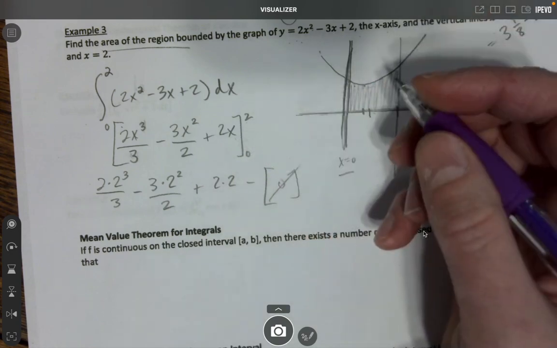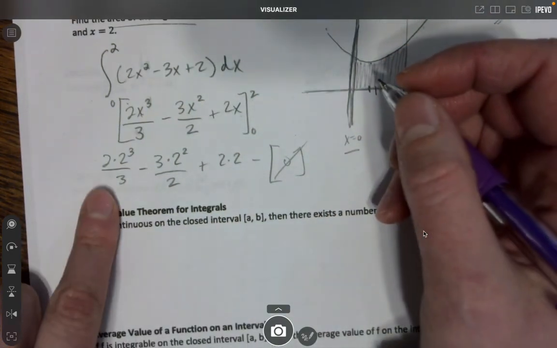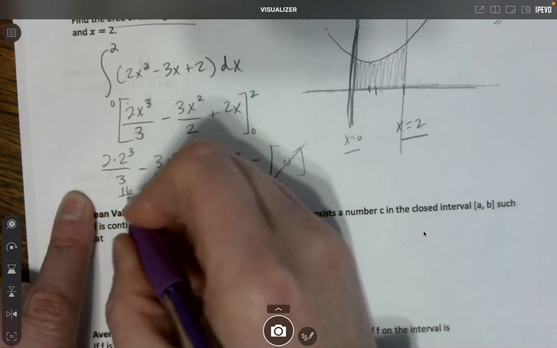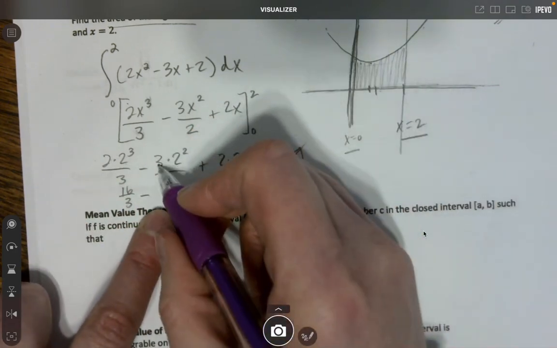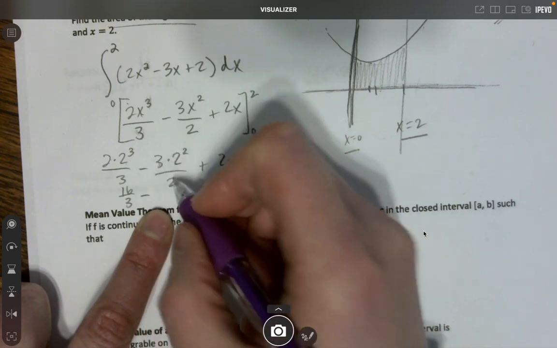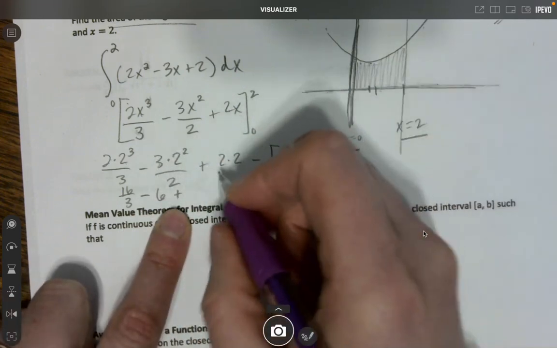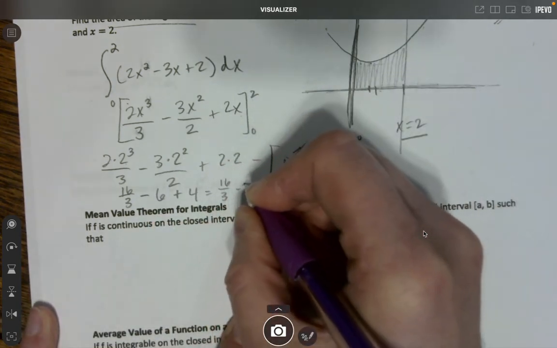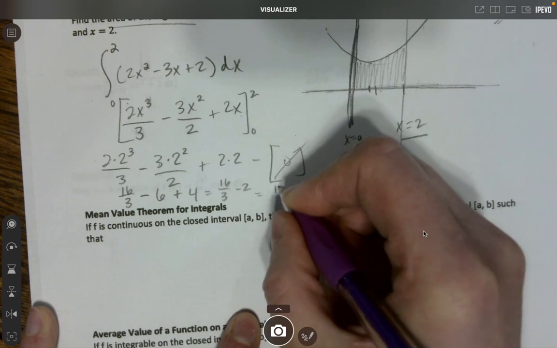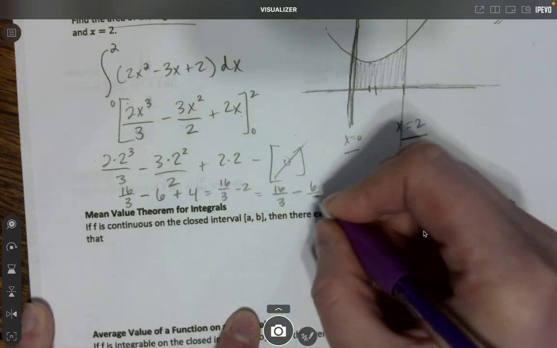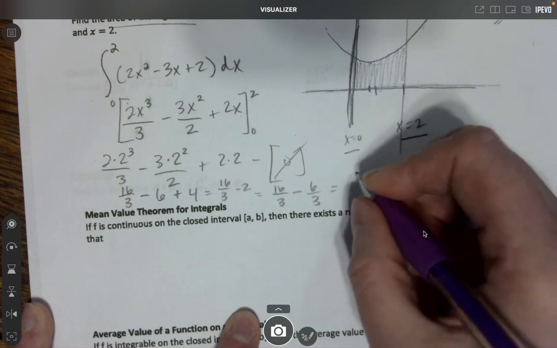It's not every single time, but just be careful about those. So this is going to be, let's see, 8 times 2, 16 thirds, minus, let's see, 4 times 3 is 12, divided by 2 is 6, plus 4. So we have 16 thirds minus 2, or 16 thirds minus 6 thirds. And our answer is going to be 10 thirds.